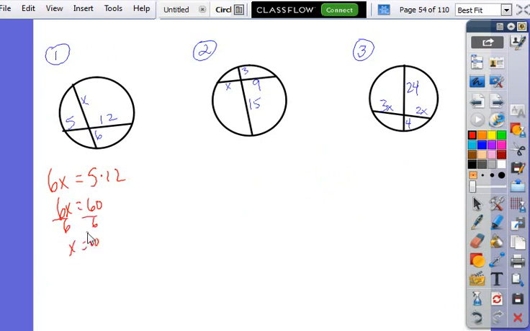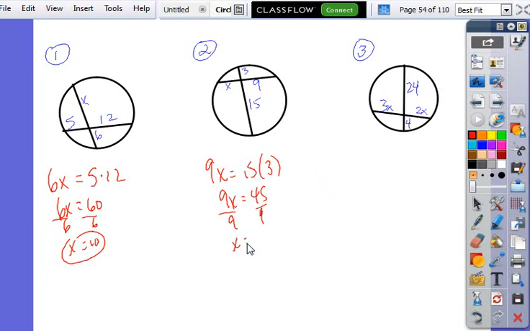And then always double check and make sure it works. What is 6 times 10? 60. What is 5 times 12? 60. You know you got the right answer. All right, the second one. Most people look like we were okay with it. 9 times x equals 15 times 3. So 9x equals 45. Divide and get 5.